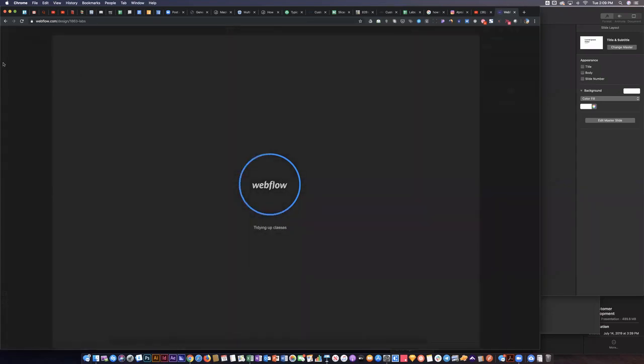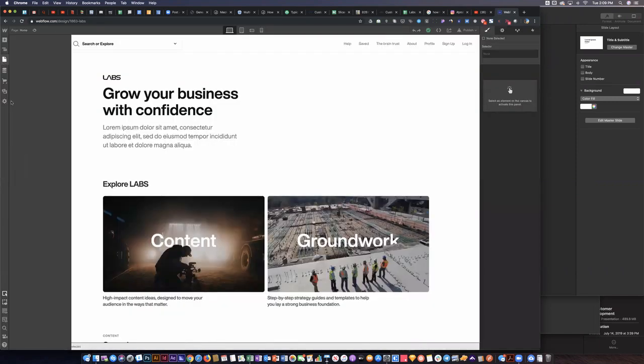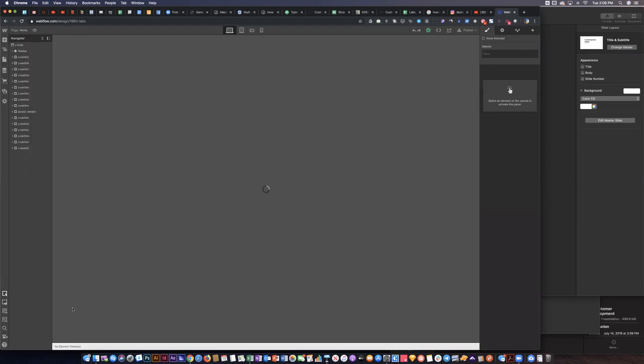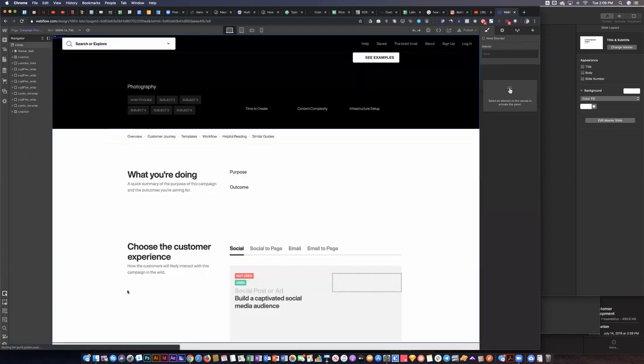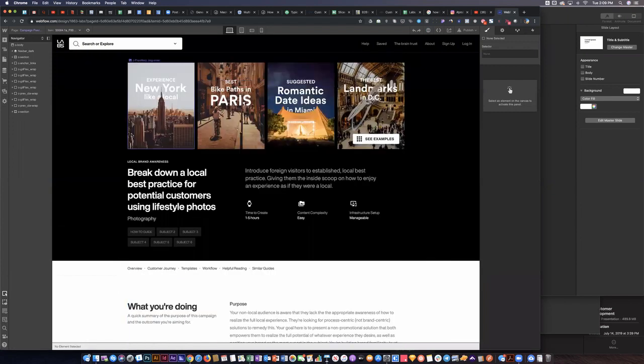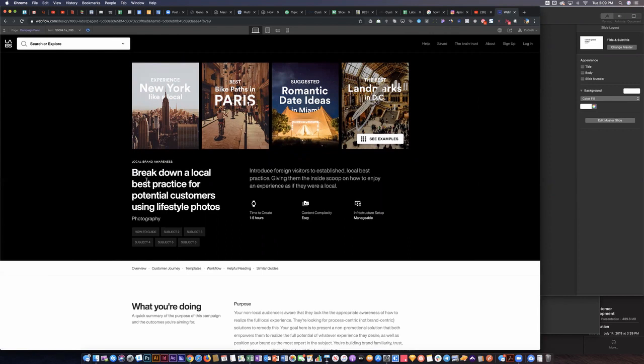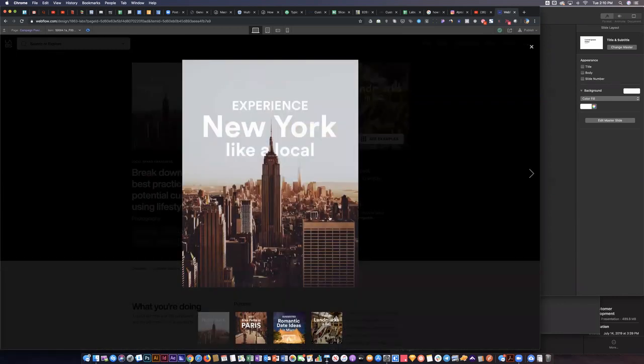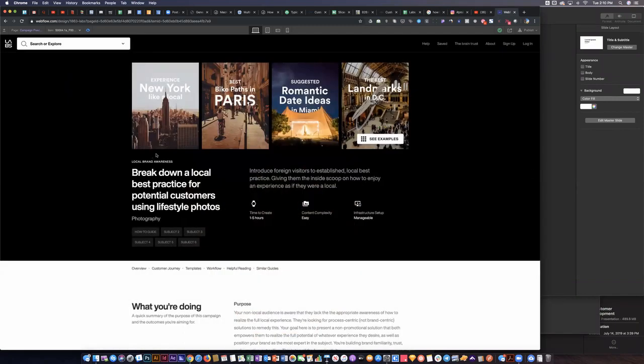We're coming up with a way where we'll create content ideas for you and show you examples of how they would actually work. So for example, this would be a breakdown of a local best practice for potential customers, and you're using lifestyle photography, right? So you can introduce customers to how to do something local. This is to grow local brand awareness.